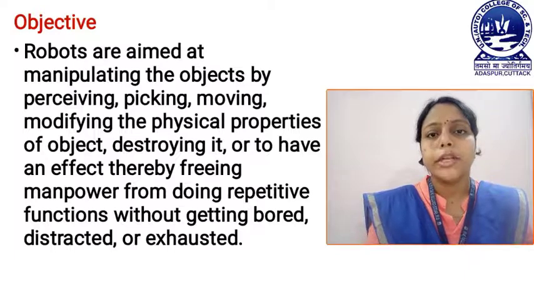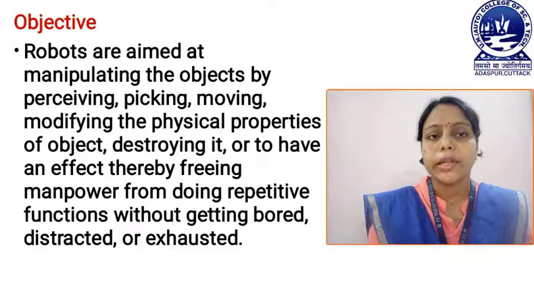Next, what are the objectives of robotics? Here, robots are aimed at manipulating objects by perceiving, picking, moving, modifying the physical properties of objects and destroying them or to have an effect, thereby freeing manpower from doing repetitive functions without getting bored, distracted or exhausted. That means the main objective of robots is just replacing the human being's work or simplifying the human being's work without getting bored, distracted or exhausted.